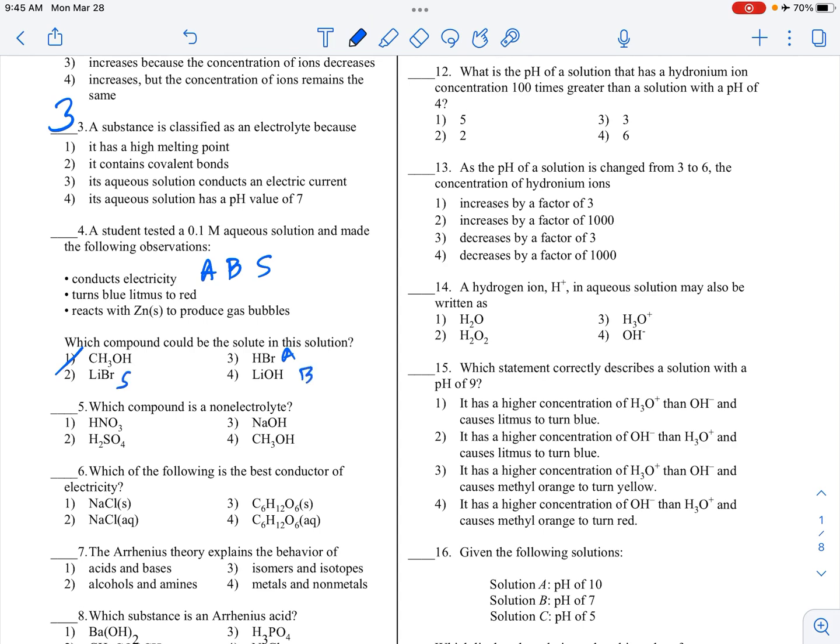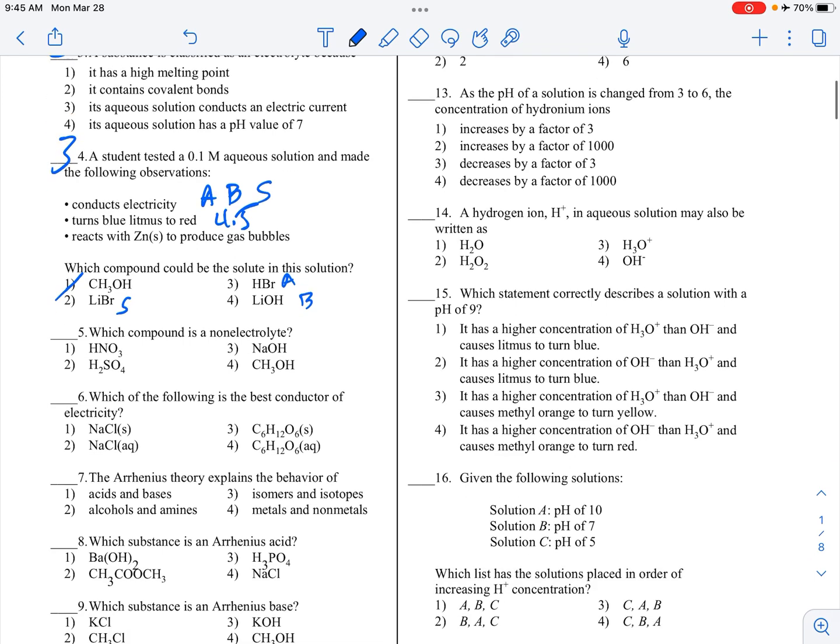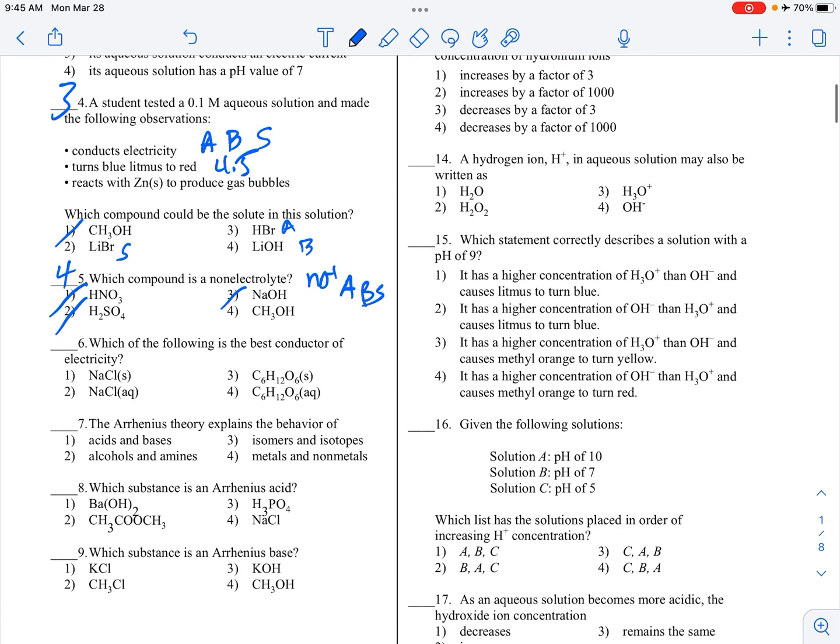Okay, so blue to red is acid. And also, if you look, litmus turning red would be a pH of 4.5. So that's acid. So who is an acid? That's choice 3. Which is a non-electrolyte, so not an acid, base, or salt. So anything on table K, which I see, this is nitric acid, this is sulfuric acid, this is sodium hydroxide, that's on table L. So that last one, which is called an alcohol, which is the best conductor of electricity? So we want ionics, and then you want aqueous, mobile ions in solution.